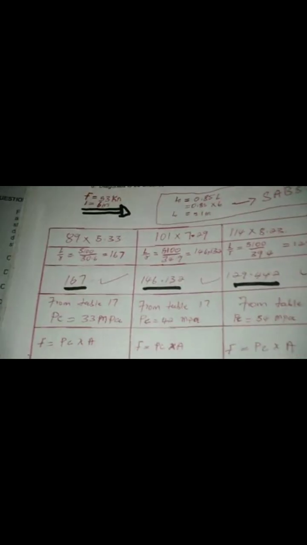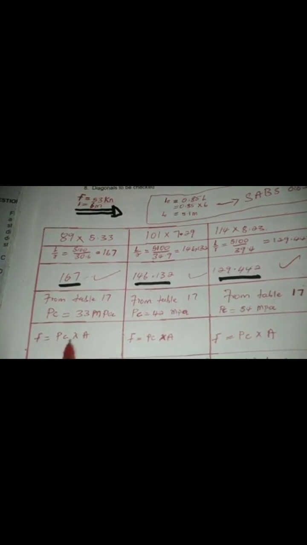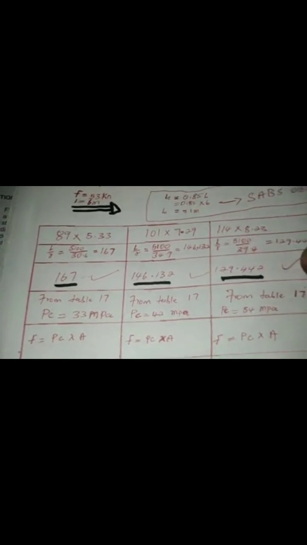Okay, if you can check, we only have one unknown here, the PC. The A is there from this column, 89 by 5.33. The A is 0.6786. So you're going to substitute this number for A.